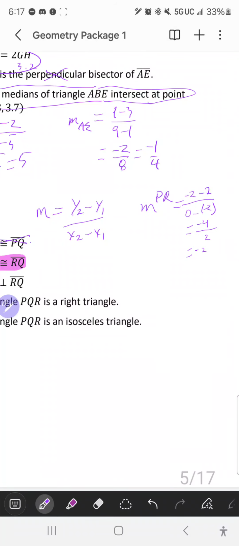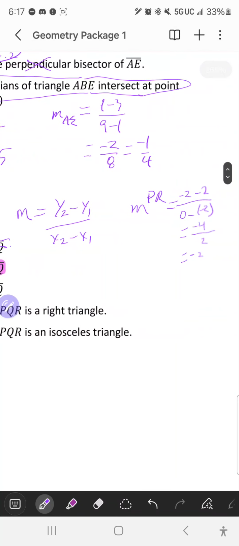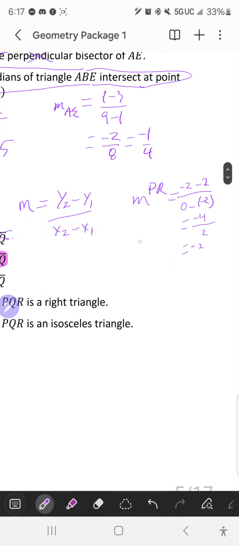Now, as I explained before, for RQ to be perpendicular to PR, the slope will need to be 1 over 2. Since the negative 2 is already negative, we need a positive, and the reciprocal of 2 is 1 over 2, 1 over the number. So this will need to be the slope of the second line or equation for them to be perpendicular.